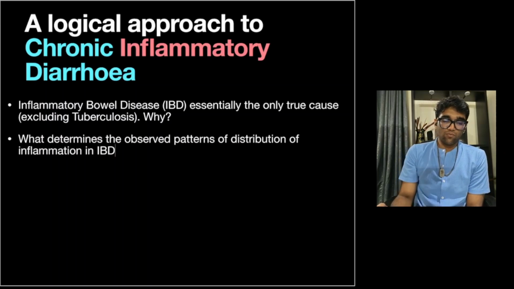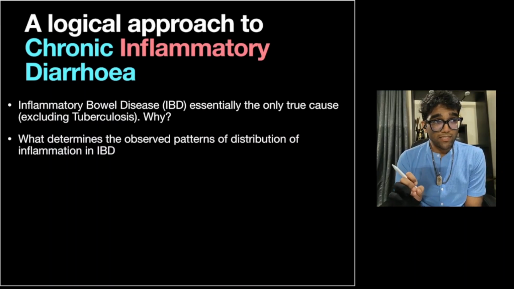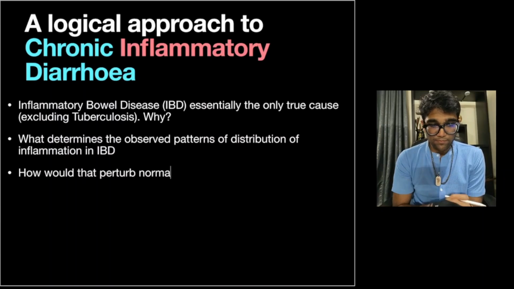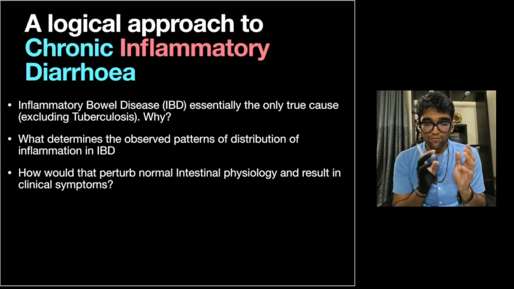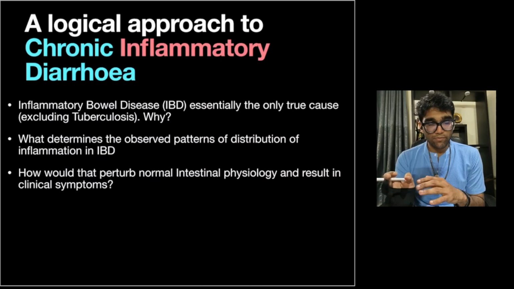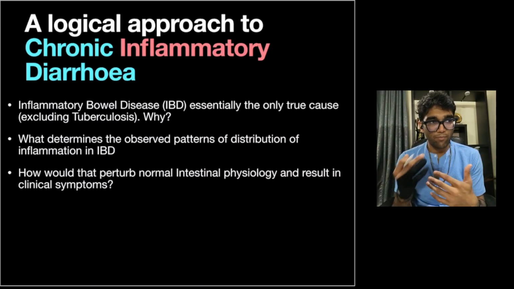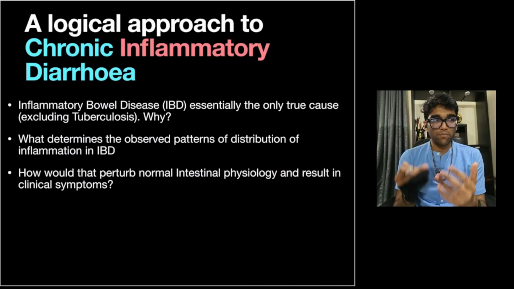Second thing is, what determines the observed patterns of distribution of inflammation in inflammatory bowel disease, both variants, and we'll try to deduce that using our understanding of immunopathogenesis. Then how would this perturbation in normal intestinal physiology result in clinical symptoms? Because we've already discussed previously that clinical symptoms are just abnormal physiology. Okay, so a person's normal physiology is being affected in a certain way, and therefore they're presenting with a particular symptom. So we're going to work our way back so that when we see patients, we can work our way forwards.